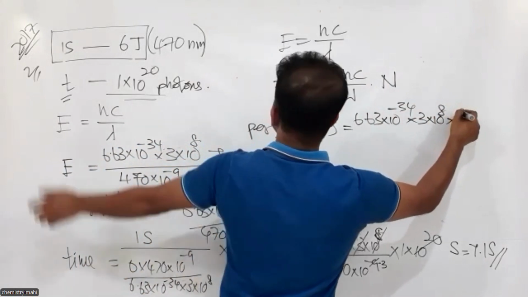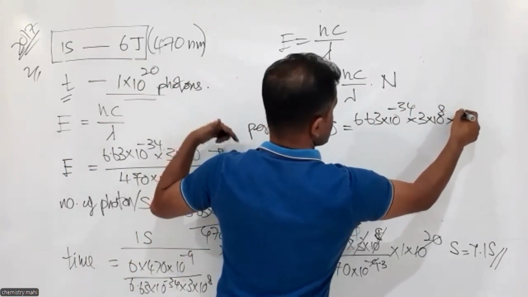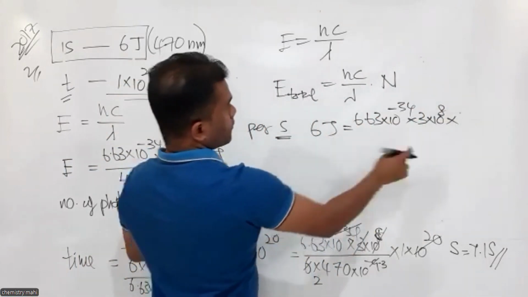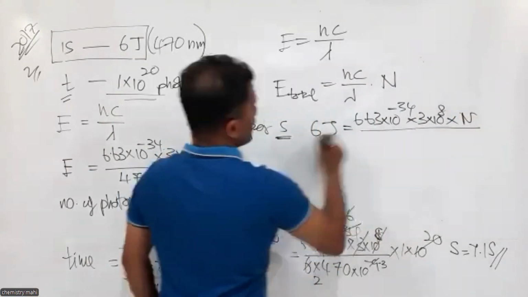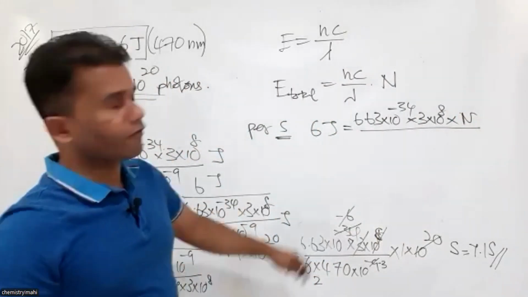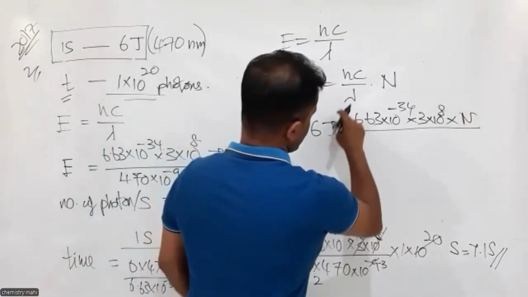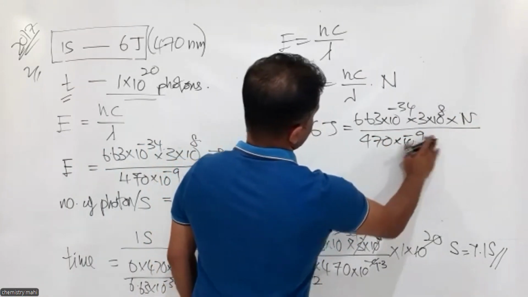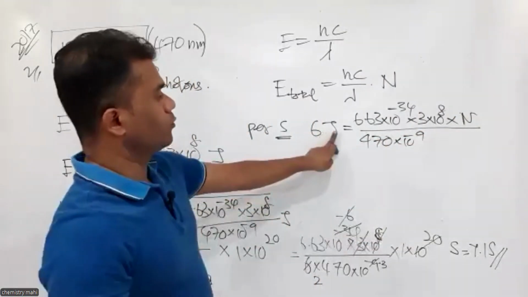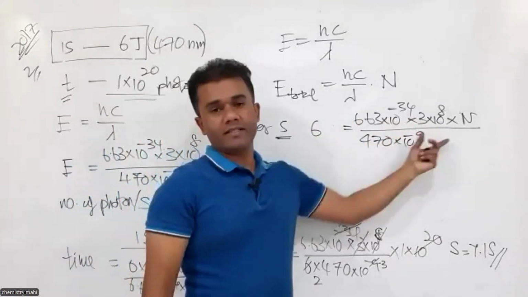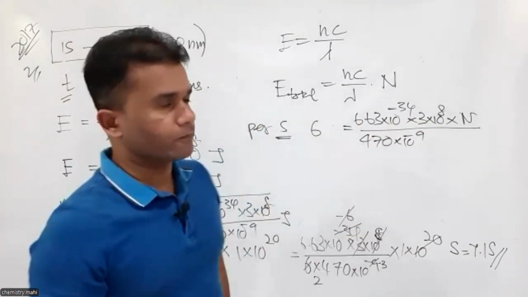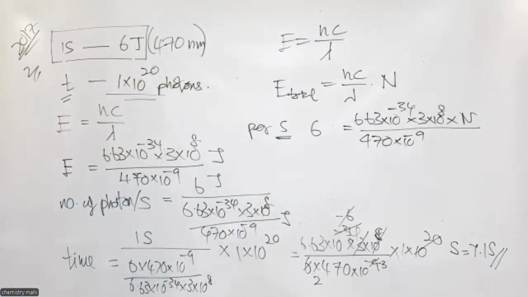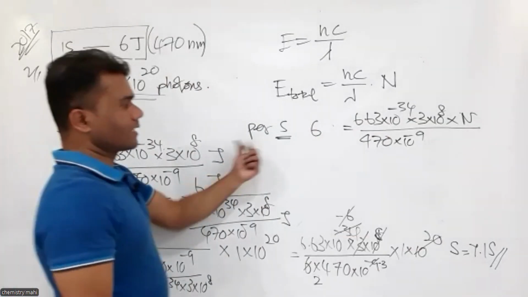Number of photons is 6 joule. We don't know the number of photons. That's what we are going to calculate. I'm going to calculate the number of photons per second. This is 470, 10 to the power of minus 9 meter. Forget the joule part. Joule also cancels. You end up with N, but there is no value. Got it? That's per second.